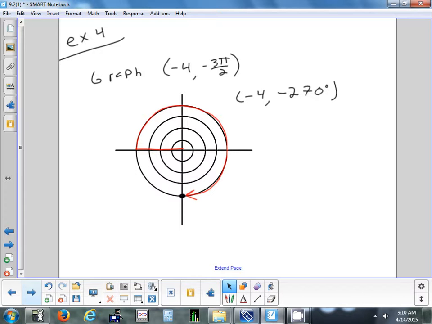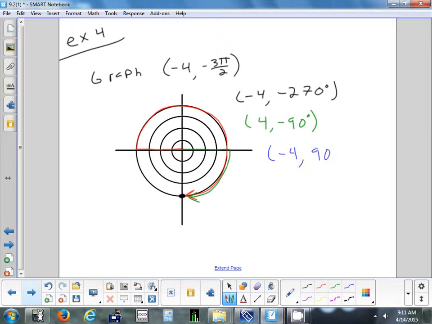What's a different way to get to that point besides negative 4 and negative 270? Yep. 4, negative 90. Yes. So if you did it that way, you'd be going 4 to the right, and then negative 90. Okay, so that's a second way. How about a third way? Yep. Negative 4, 90. Yes. Okay, that one would be going like this. Negative 4, 90.